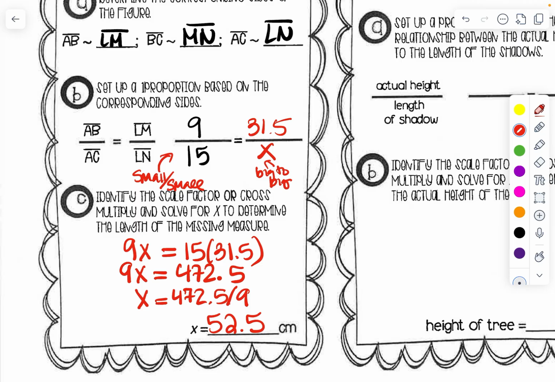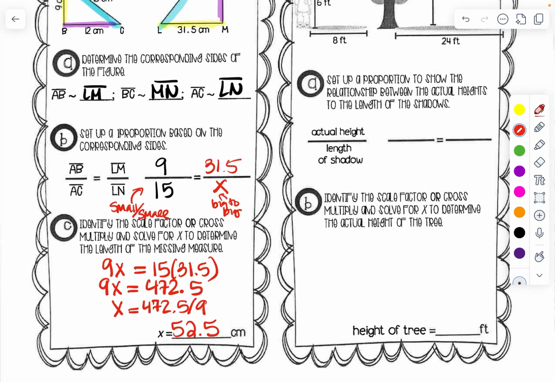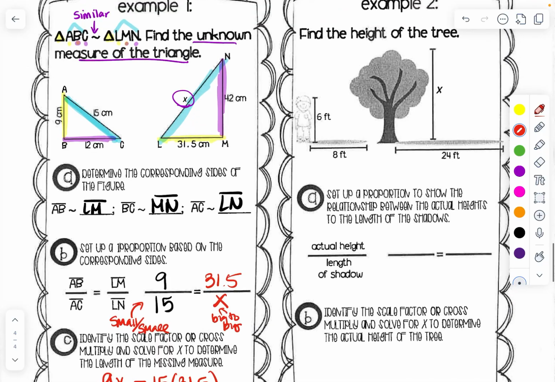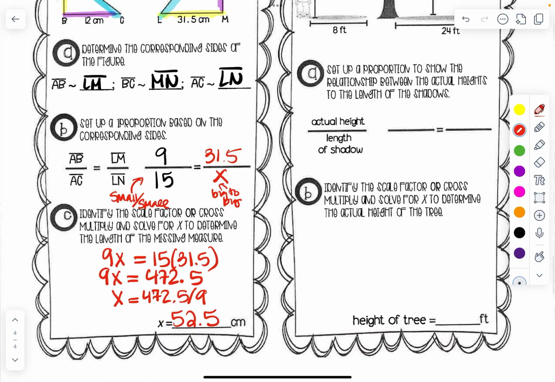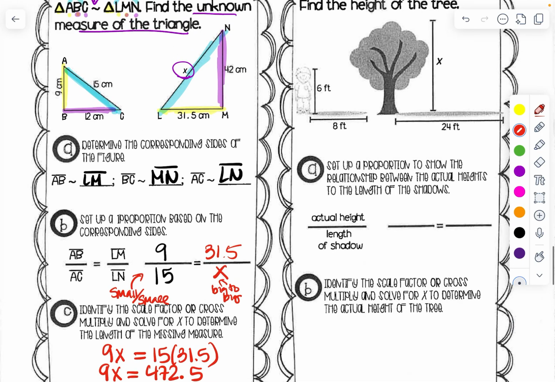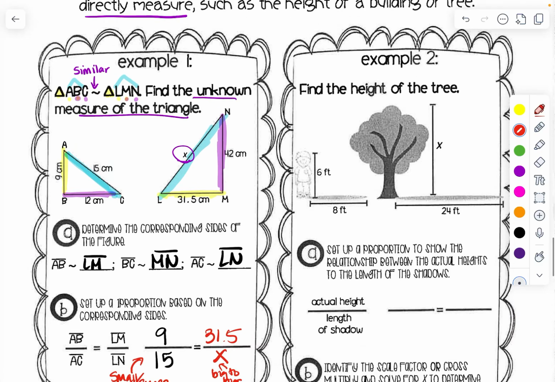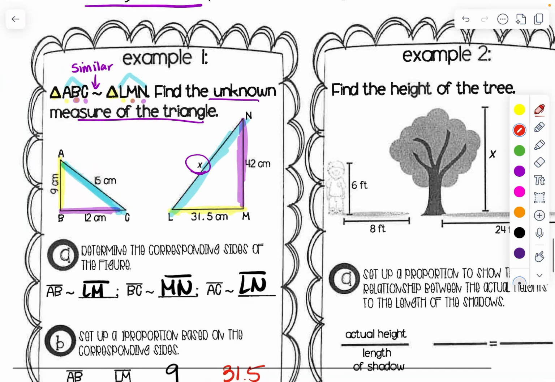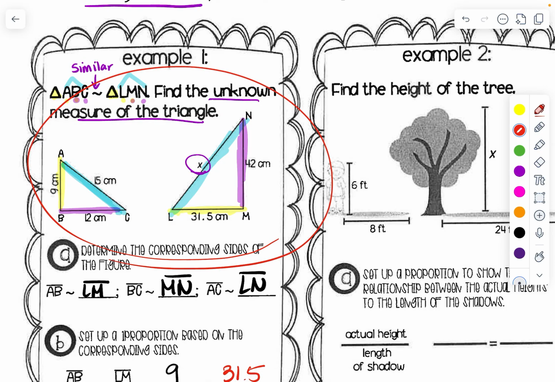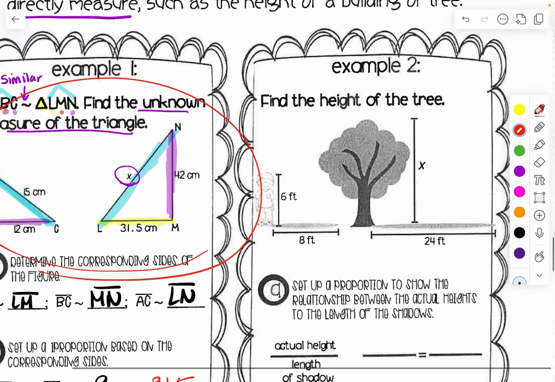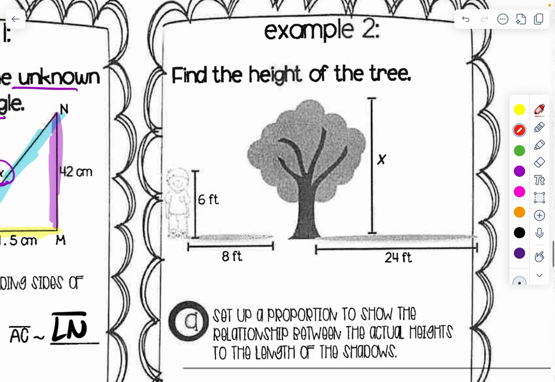Centimeters. Okay, so we just used a proportion to solve for the missing length of these two similar triangles. Okay, let's go ahead and take a look at the one to the right. This is a tree. We're trying to figure out the height of the tree then. We're going to use this same concept that we used right here with similar figures to find the height of the tree.